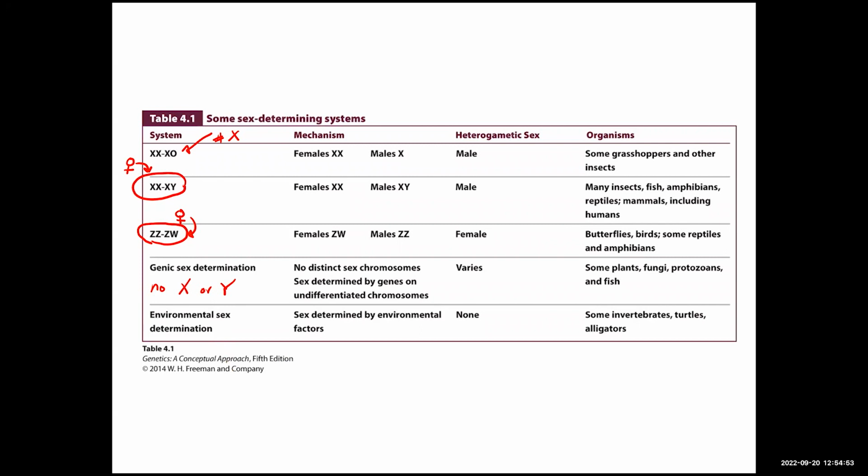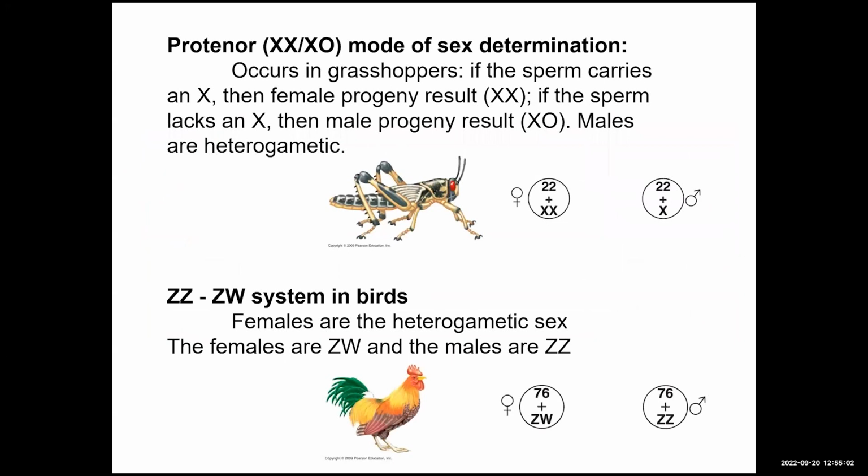For our problems, there are going to be a few systems you should be familiar with and that we'll get practice working with later in the semester. The first one is the protenor system. This is the system where there are only X's and the number of X's determines the sex. This means that individuals that receive 2 X's are always going to be female, and individuals that receive 1 X are always going to be male.